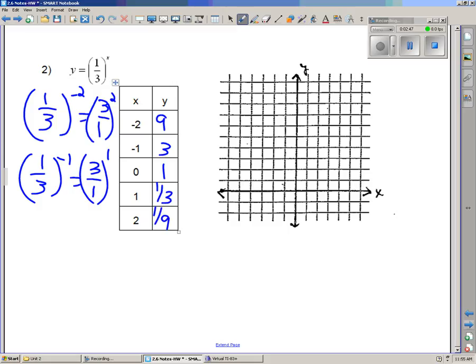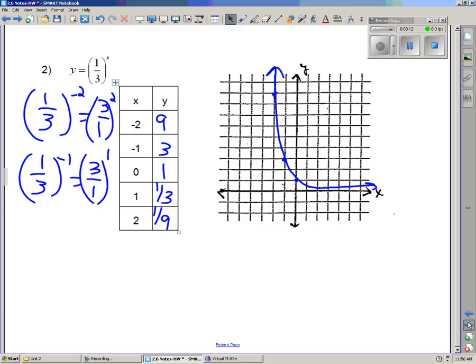And then when you graph these, it's the same looking graph, but you're going the opposite direction. So -2, 9; -1, 3; 0, 1; 1, 1/3; and then 2, 1/9. Again, do not cross over that x-axis because you're not going to drop down into the negative values.